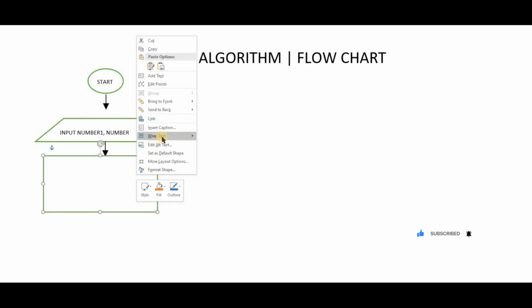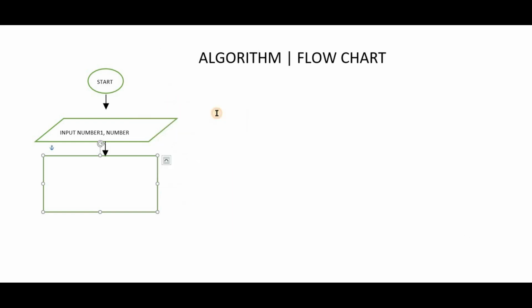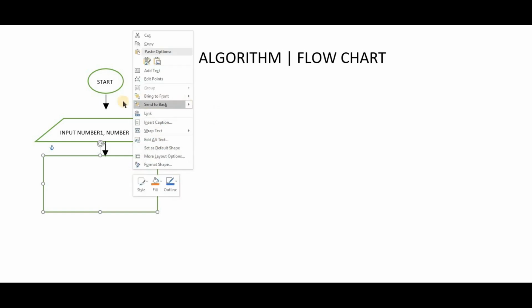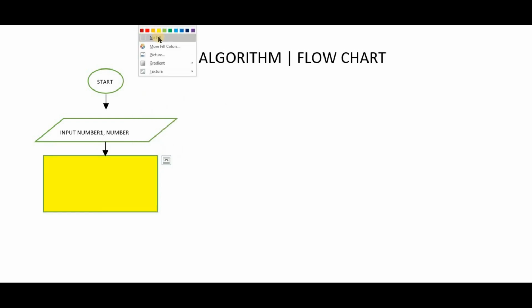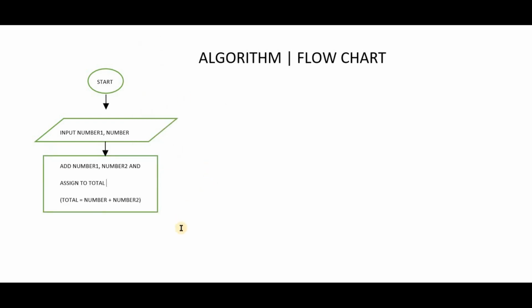Okay, so this is how it's supposed to be. Yeah, and after the processing, what are we supposed to do? We've done the processing, and we need to display, and the display comes here. We use this. This symbol is for input and output, so we display total.